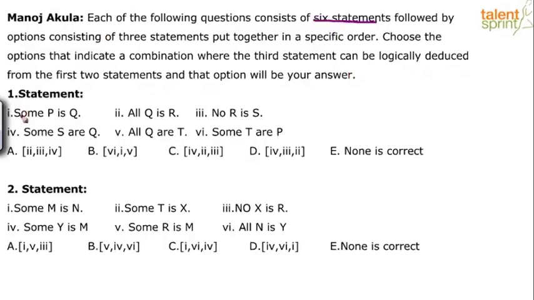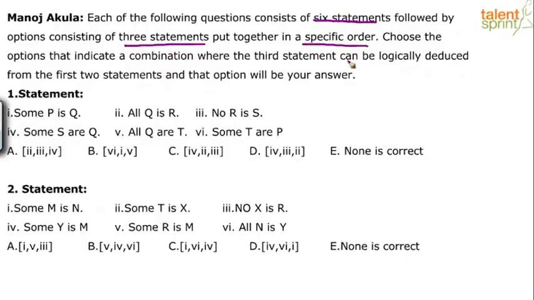You can see that the first question has got 6 statements, right? 1, 2, 3, 4, 5 and 6. And so has the second question, right? 1, 2, 3, 4, 5 and 6. So each question here has got 6 statements followed by options which consist of 3 statements. And these have been put together in a specific order.